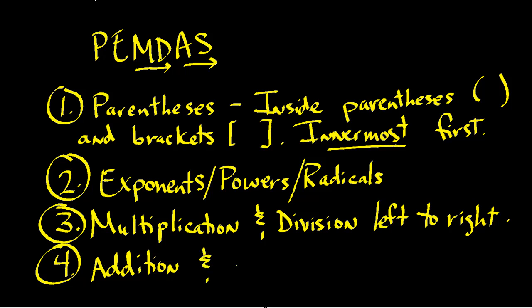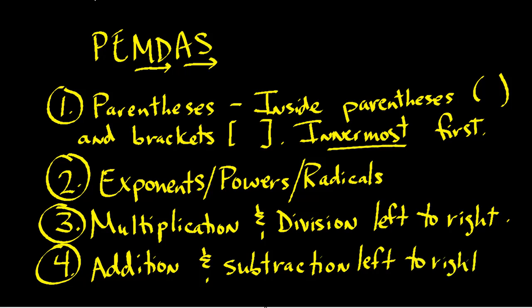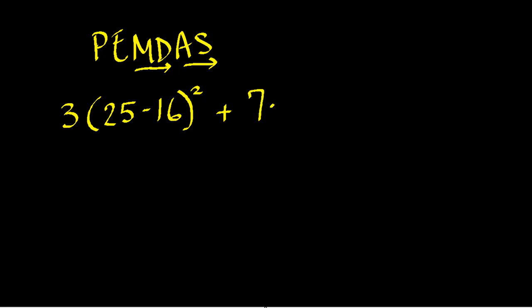Keep in mind that we might have to go through this order a couple times if we have different layers of parentheses. So let's look at some examples. Let's try the example 3 times parentheses 25 minus 16 squared plus 7 times 2 to the third power.